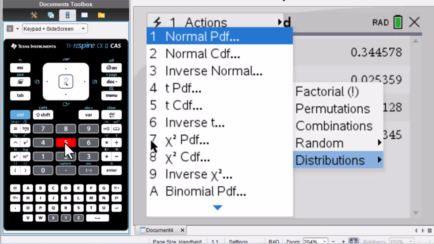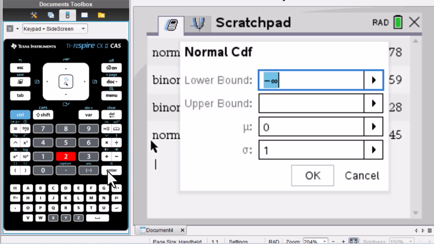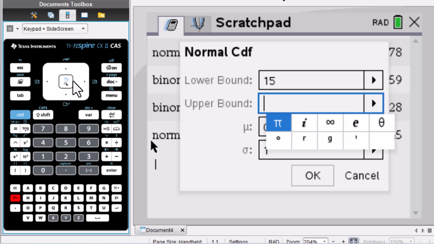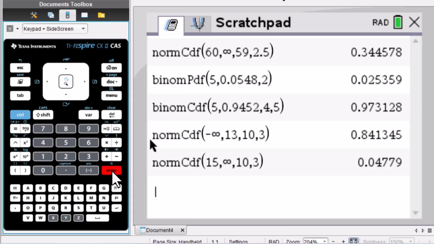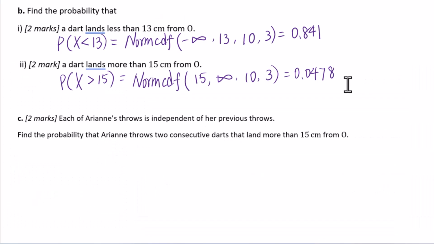Menu 5, 5, 2. Lower bound 15. Upper bound: click this pi, get positive infinity. Mean 10. Standard deviation 3. Enter. Answer is 0.0478.